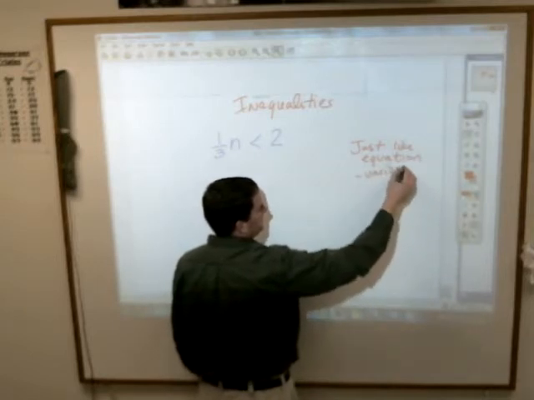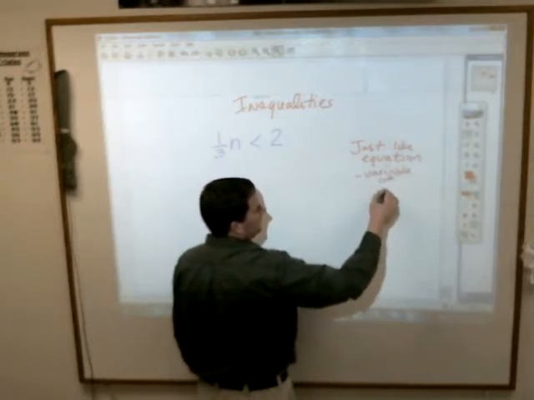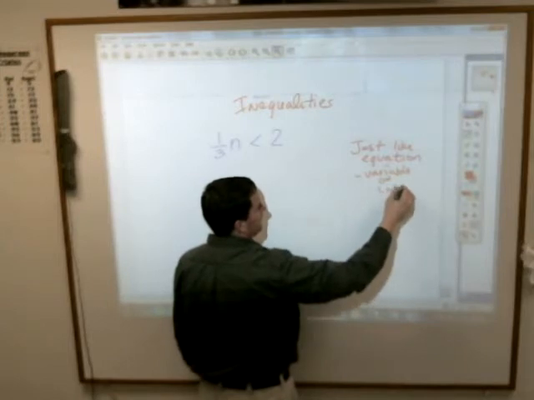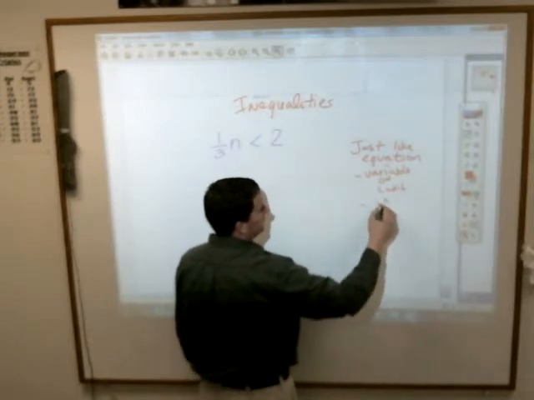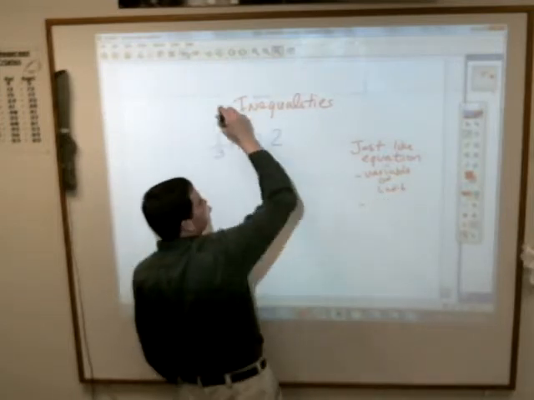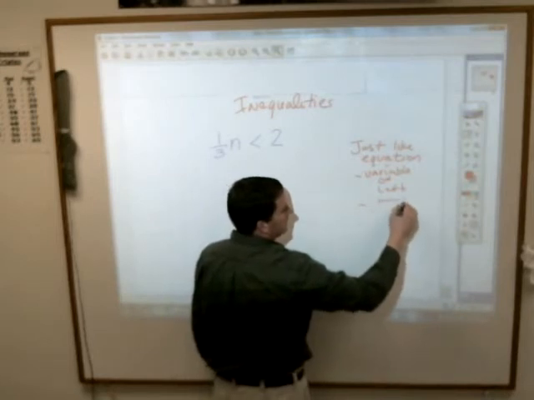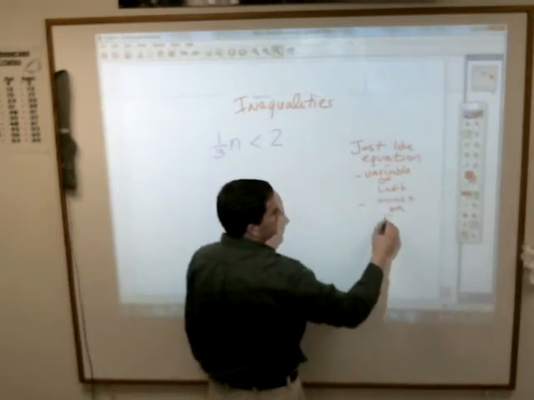Unlike equations, the variable must be on the left, and the variable must be positive.